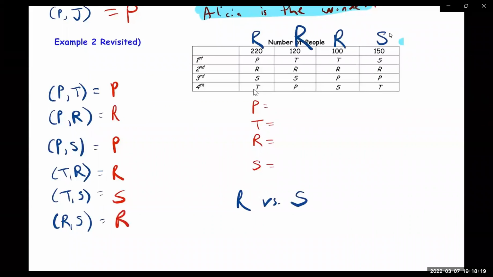Okay, so now we can count up all the votes. Who had the most? Let's see. P had 2, right?